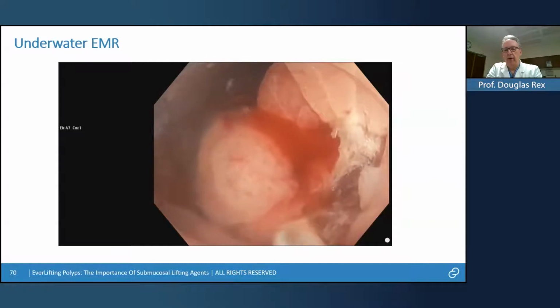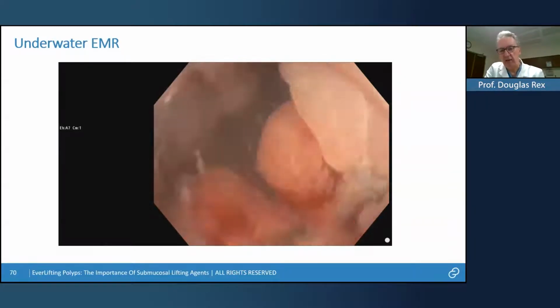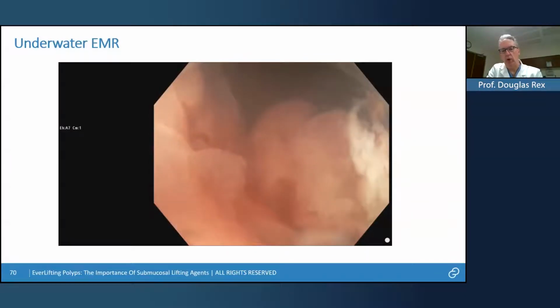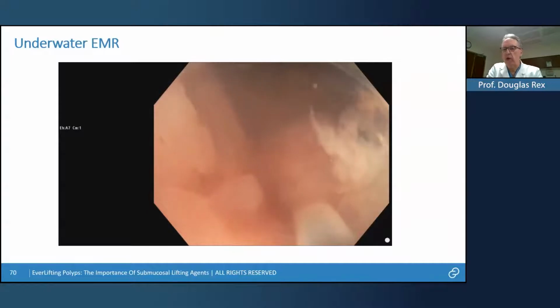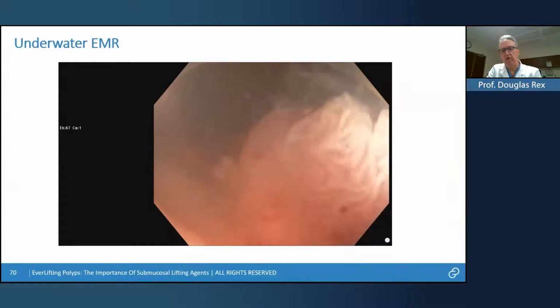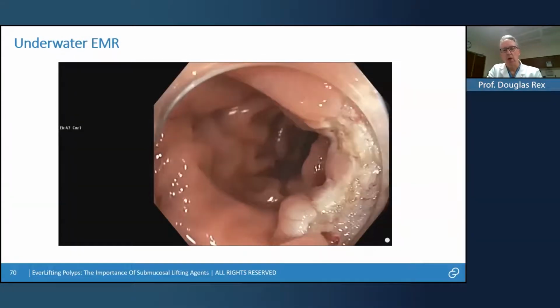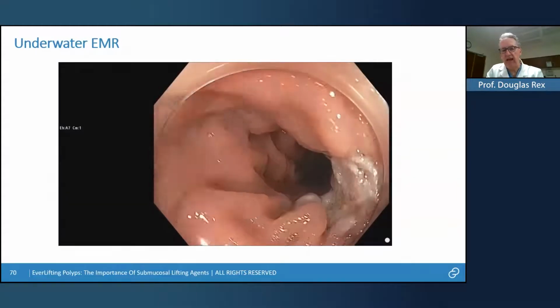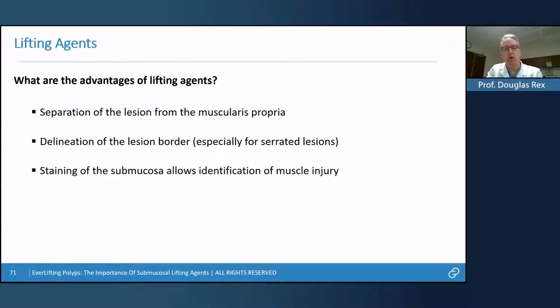I think there are other arguments for doing this. I will admit that I still do an awful lot of conventional inject and resect EMR, but when you have a lesion in the 20 or 30 millimeter size range that has some of the features Evelyn talked about that make you want to do an en bloc resection, you're more likely to get it going underwater than you are with conventional EMR, because we make things bigger when we inject them.